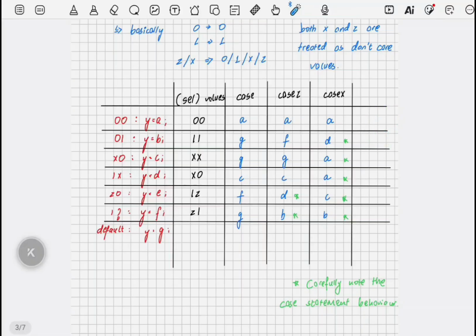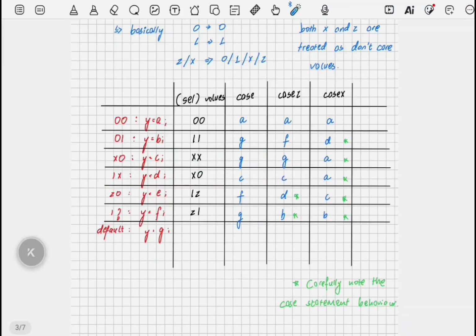So first will be straightforward, 0, 0, it will be A, and you will be right. Then 1, 1 should be mapped to 1, 1. Do we have a 1, 1 out here? Just think, X0, we have it here. X0 will be treated as 1, 0 or 0, 0, whichever comes first. Then similarly 1x. 1x will be treated as 1 1 or 1 0 or 1 z, right? So we have 1 1 and we have 1x. So this will be mapped to D.